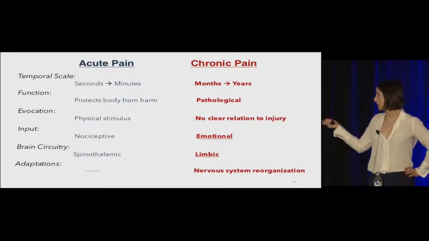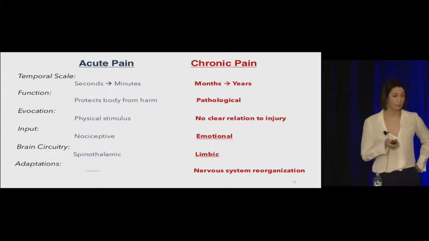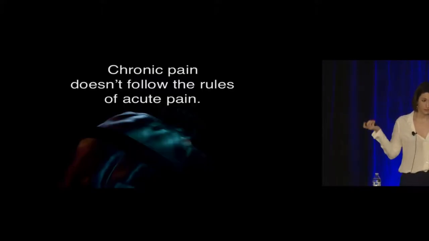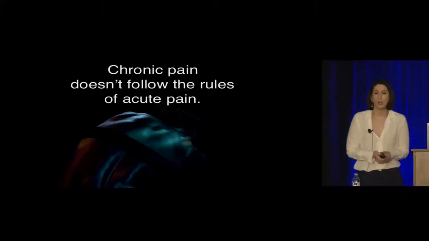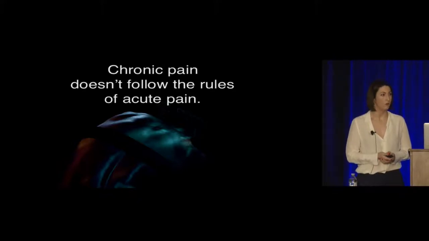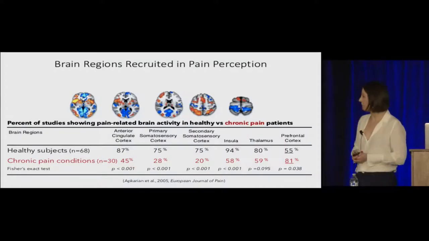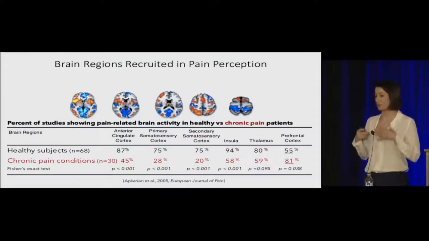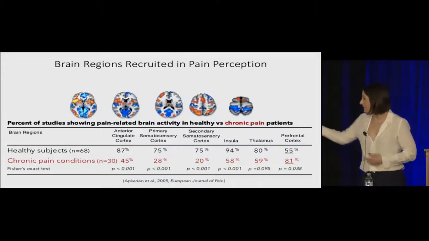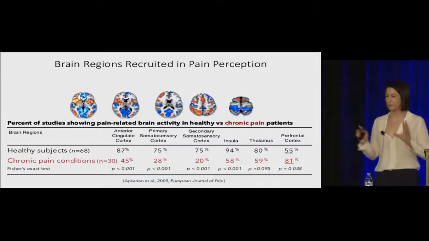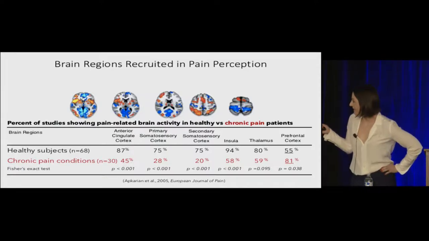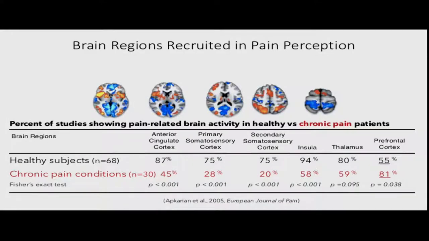Normal pain is emotional to begin with, but chronic pain becomes inherently emotional. So it doesn't follow the same rules. So how do we know that it's emotional? One thing is that whenever we look at brain regions that encode just normal pain in healthy people, you see what's called the pain matrix, which really isn't a pain matrix, but there's a reliable group of regions that activate in fMRI studies whenever you have pain. And so, obviously, people made the assumption that this is just how all pain occurs.